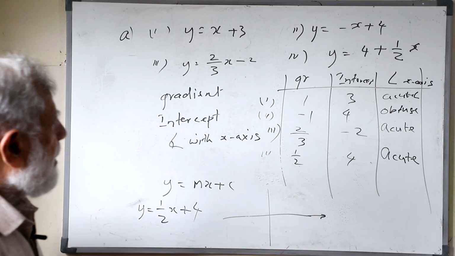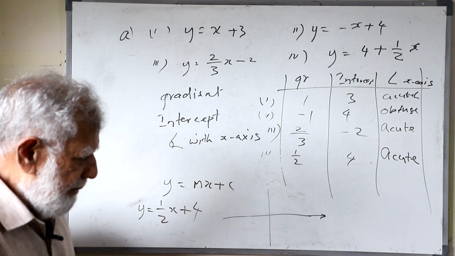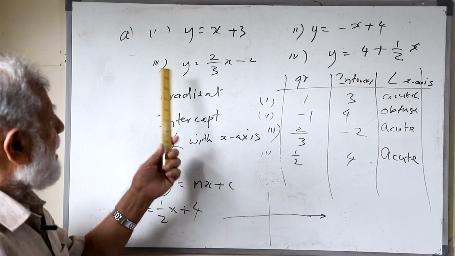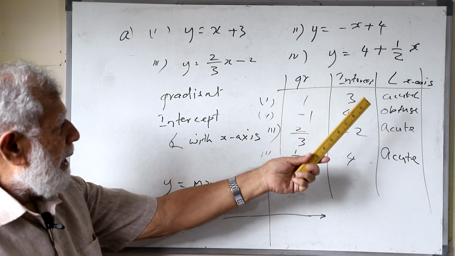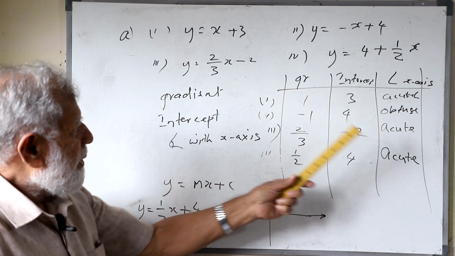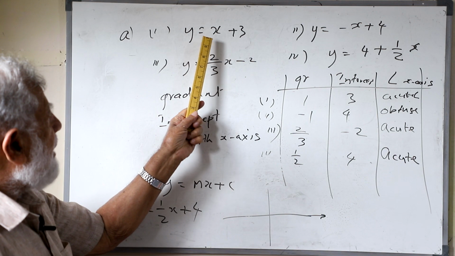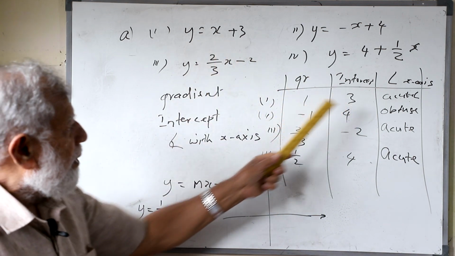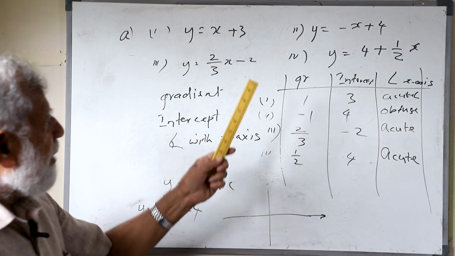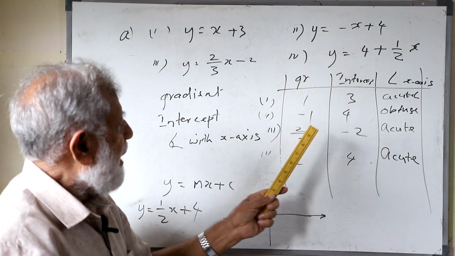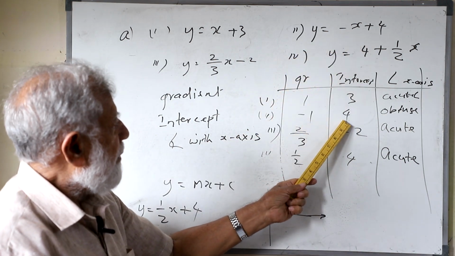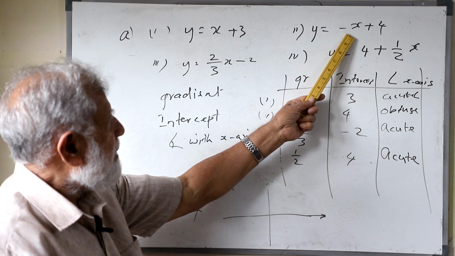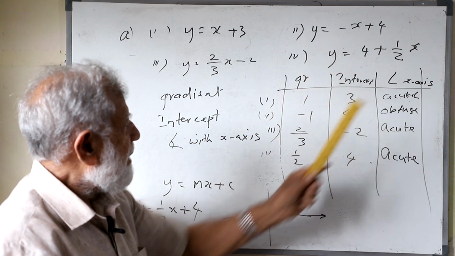So this is the answer for the first question. Now they are asking the gradient, the intercept, and the angle it makes with the x-axis. So the first one: the gradient is 1, the y-intercept is 3, and because it is positive, it makes an acute angle. Second one: the gradient is -1, the y-intercept is 4, but because the gradient is negative, it makes an obtuse angle with the x-axis.